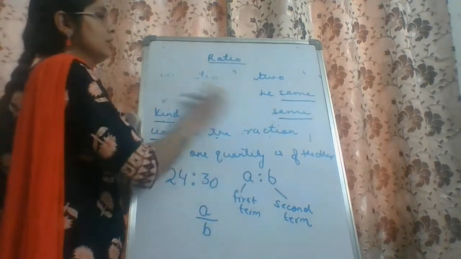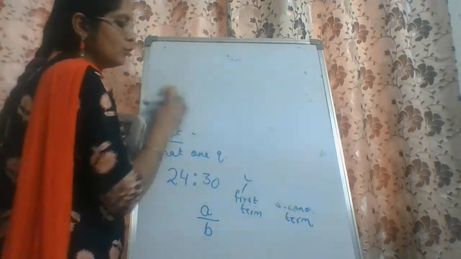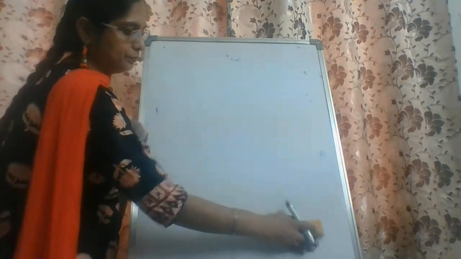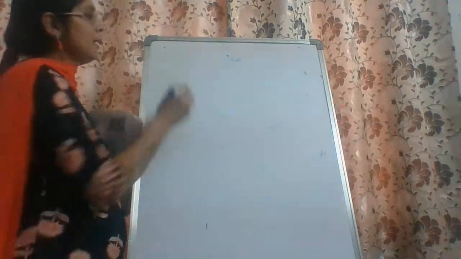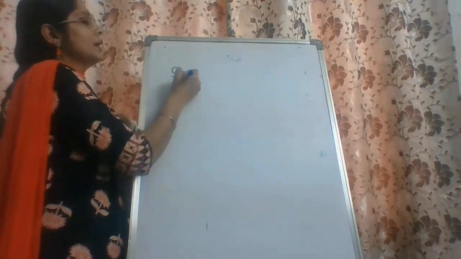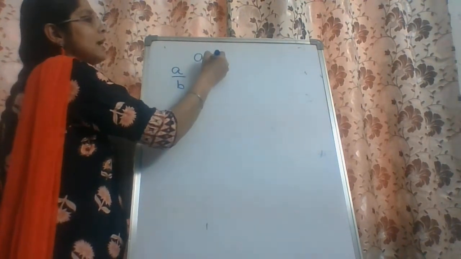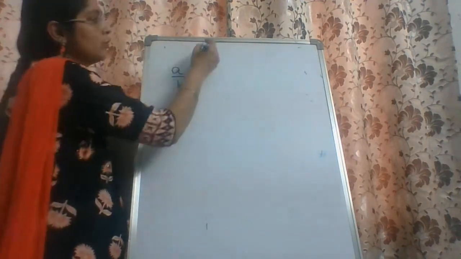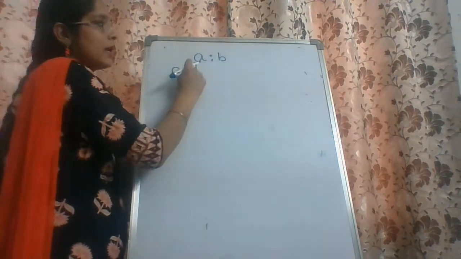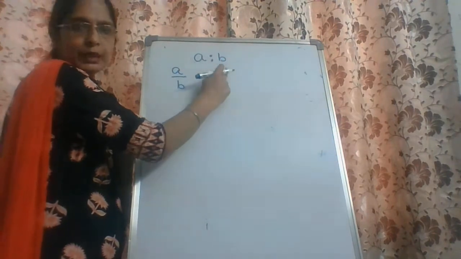Now let us study some rules related to ratio. A and B are the two terms. A is to B. This is expressed as A : B. This is the sign of a ratio, two dots. And we read it as A is to B.